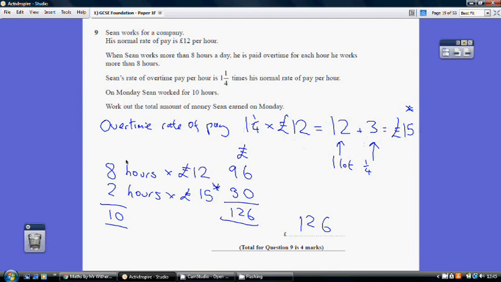So on Monday he works for 10 hours, 8 hours is his standard day, so those 8 hours he's going to get paid at his normal rate of £12 an hour, 8 12s are 96, but for the other 2 hours he's going to get paid at his overtime rate of pay of £15 an hour. So 2 lots of 15, which is 30. So his total pay that day is 96 add 30, which is £126.